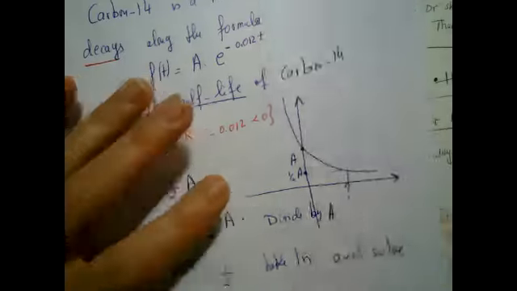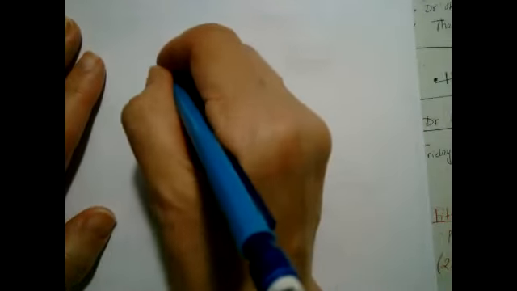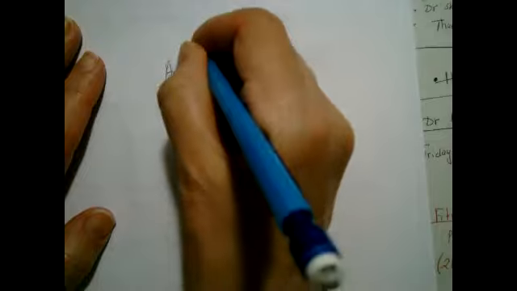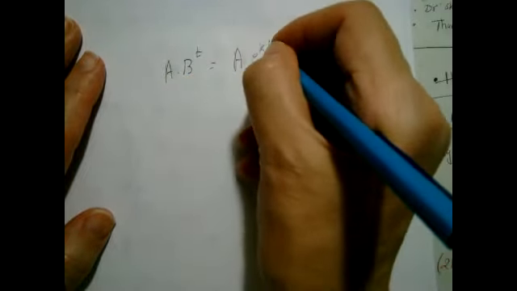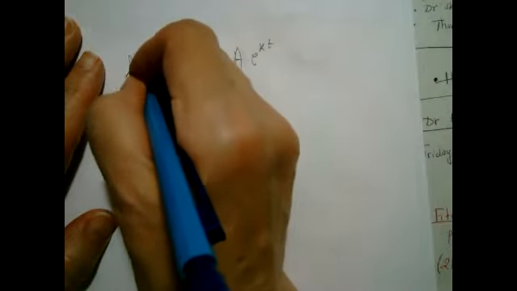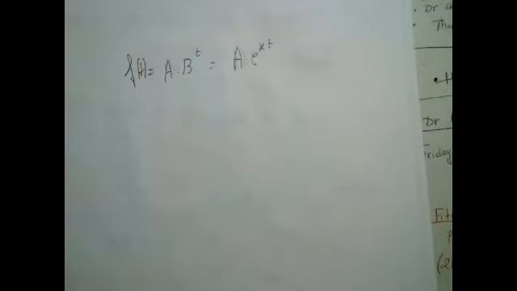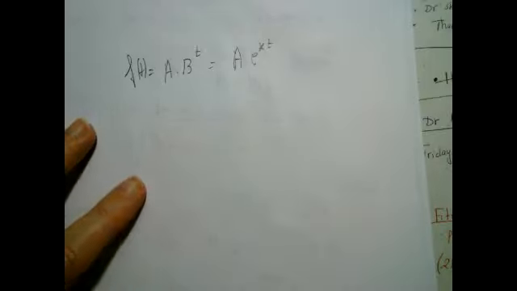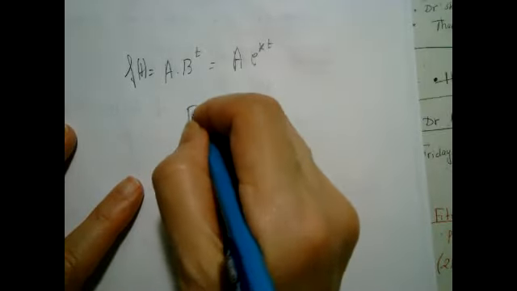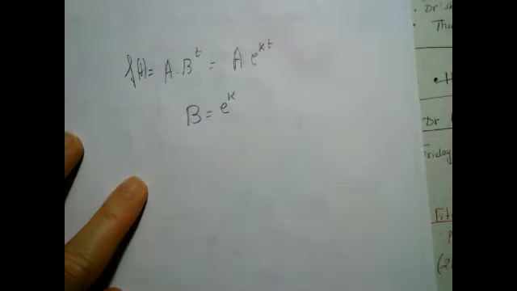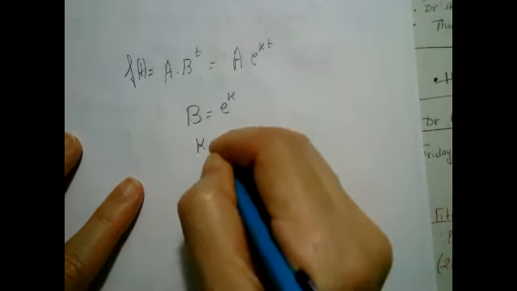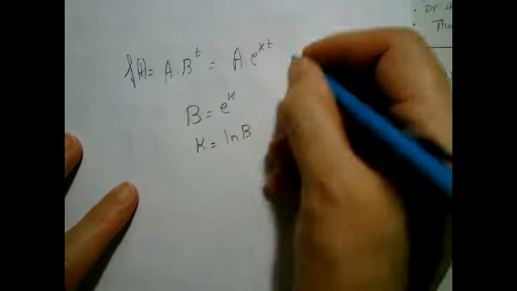So the main idea today, we did a lot of problem solving, but the main idea is this conversion between a b to the t and a e to the kt. And as I said, exponentials will be given to you in either format. That's really the main idea today. If you know the k, you know the b. If you know the b, you know the k.